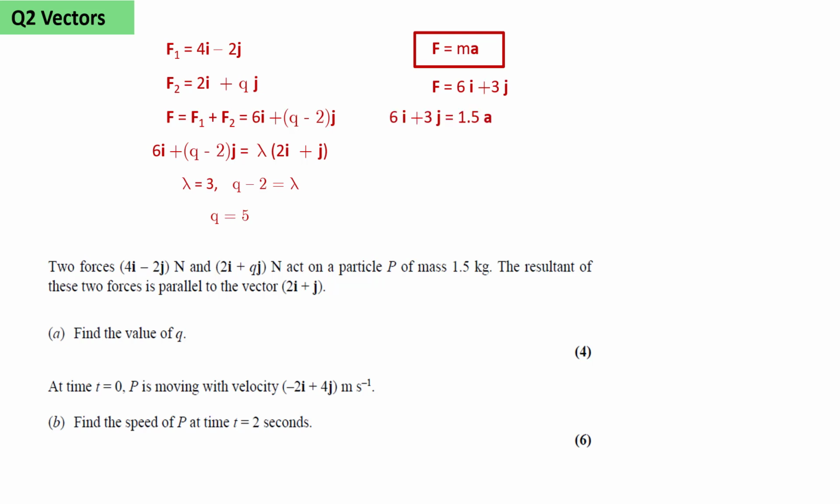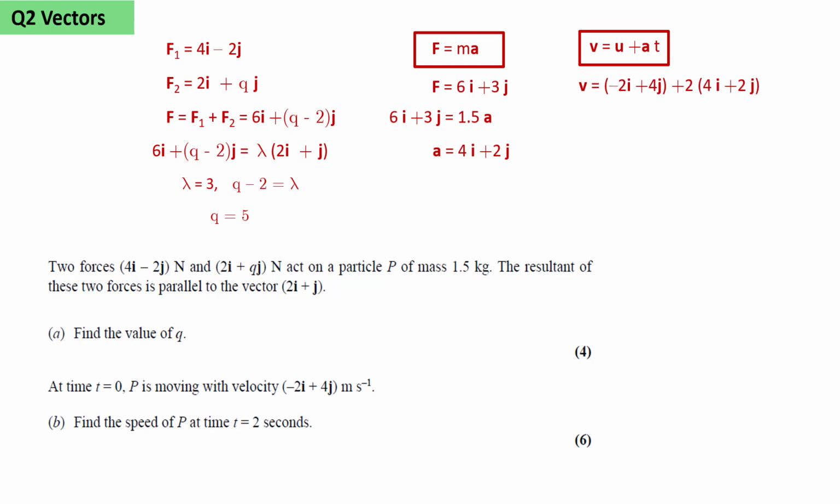So 6i plus 3j equals the mass, 1.5, times the acceleration vector a. From this we can see that a equals 4i plus 2j. Now we use v equals u plus at in the vector form to find the velocity vector at time t equals 2.